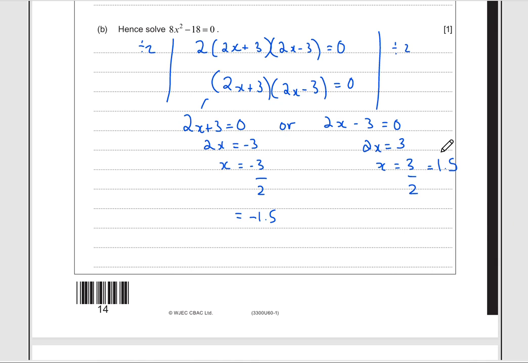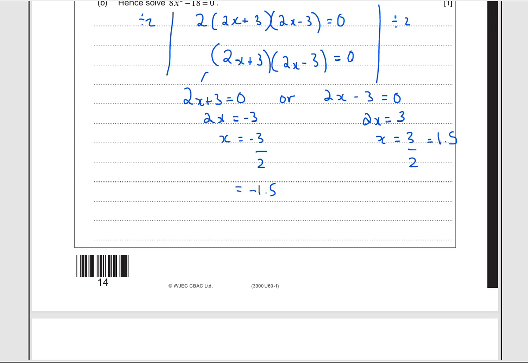Would be good just to check your answers. So if you pop each of these x values back into the original equation, you should find that they're both equal to 0 if you've solved it correctly. It's always good to check your answers wherever you can.